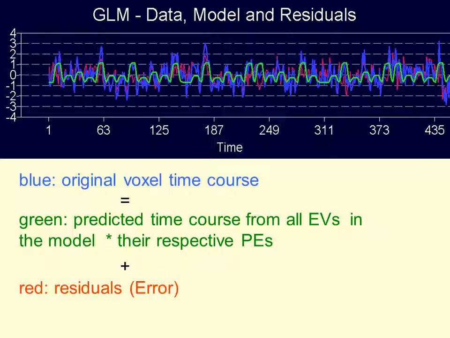So the green line is essentially where those parameter estimates come from, and if this part of the model here and here was one experimental condition, and this part here and here was another, your contrast of parameter estimates would be the difference between those two values, the two numbers that multiply to make those values. And obviously the residual, the red, is what produces the var COPE images.